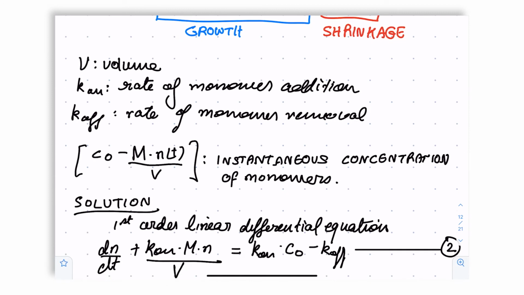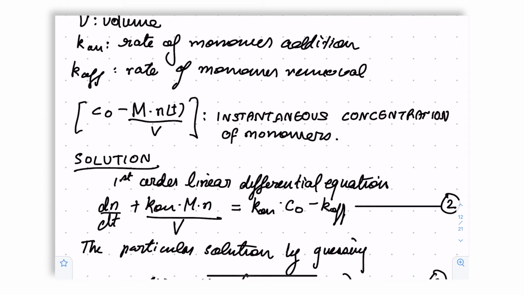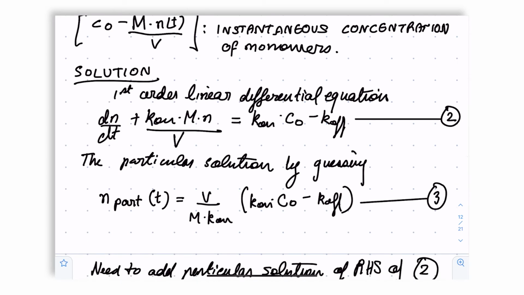The solution is that of a first order linear differential equation, and it gives us dn by dt. Now we take things on one side, and the particular solution by guessing becomes n particular is v times m times k on into the bracket terms, which is k on c naught minus k off.